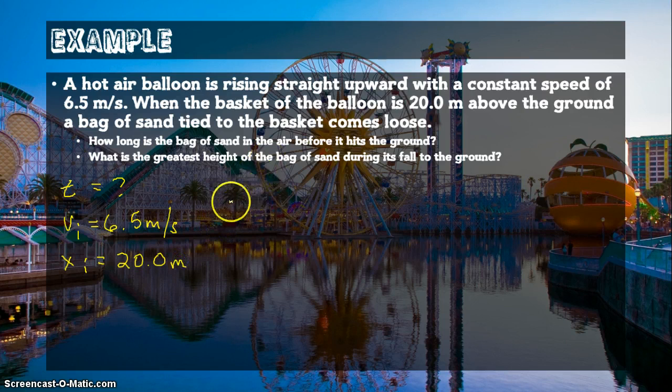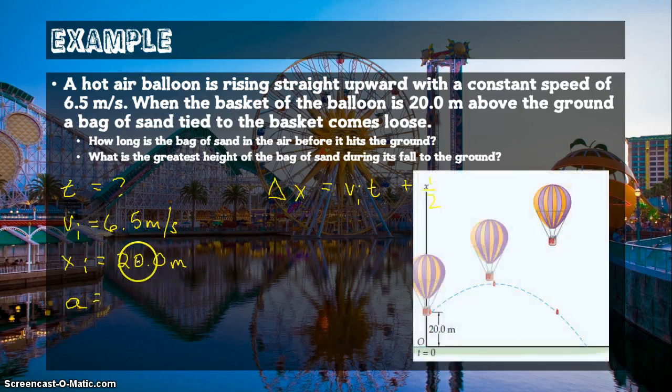I would suggest using our equation. We have an x, so we'd use delta x equals v_i t plus one half a t squared, because we have a v_i. We're trying to find t. We also know a. Let's call the up direction positive, so let's call a negative 9.81 meters per second squared.